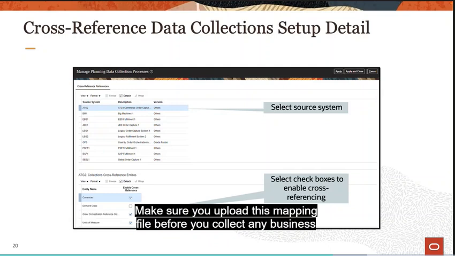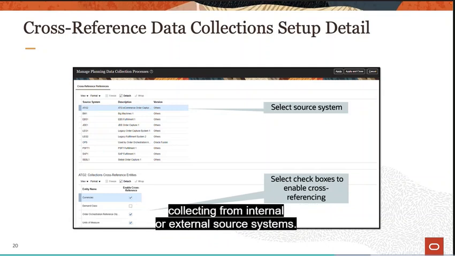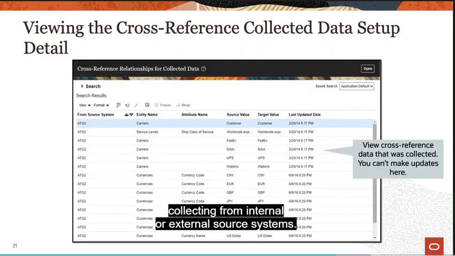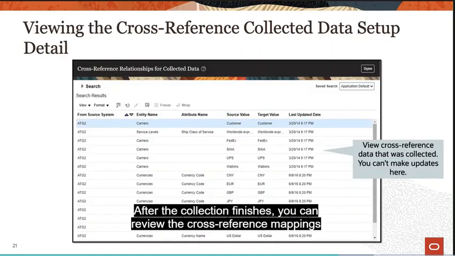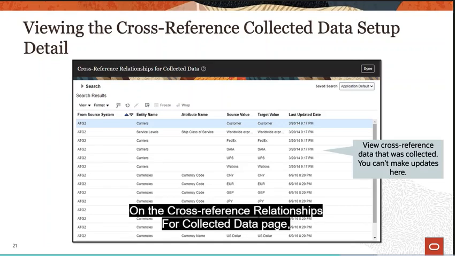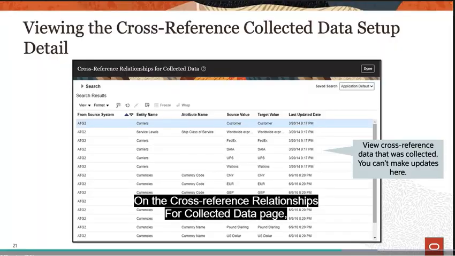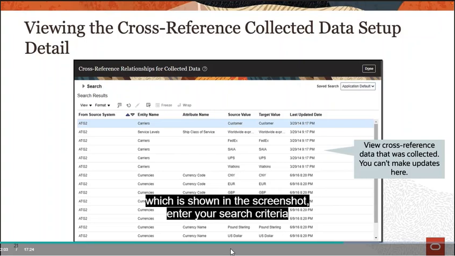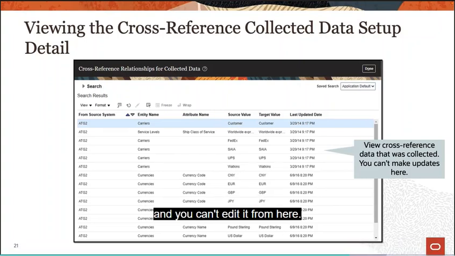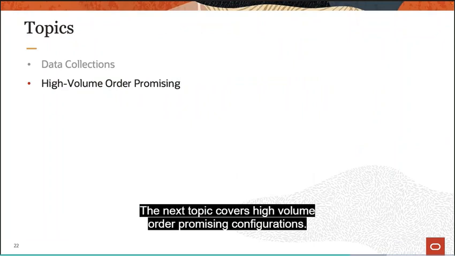After the collection finishes, you can review the cross-reference mappings that were brought in. On the cross-reference relationships page, which is shown in the screenshot, enter your search criteria to display the mappings you want to see. Keep in mind this page is read-only, is for viewing collected cross-reference data only, and you can't edit it from here. The next topic covers high-volume order promising configurations.